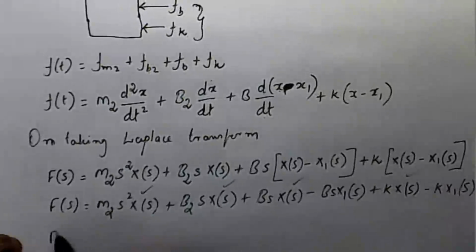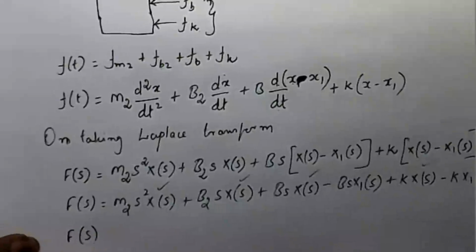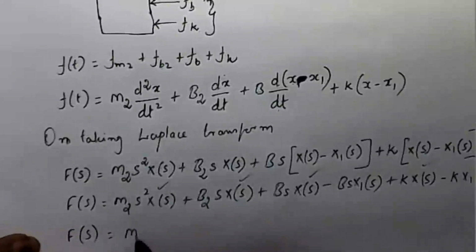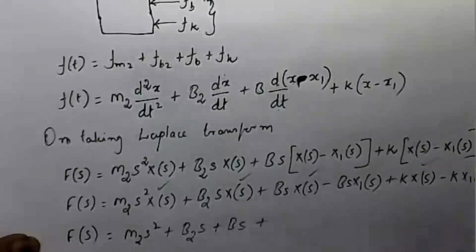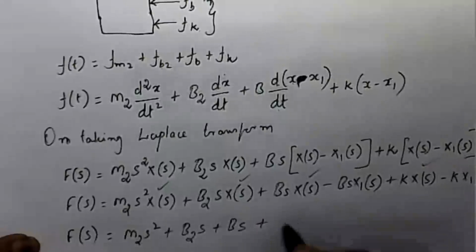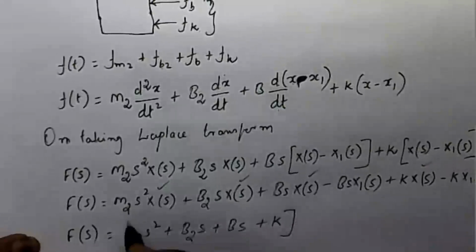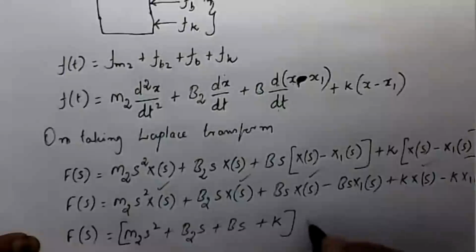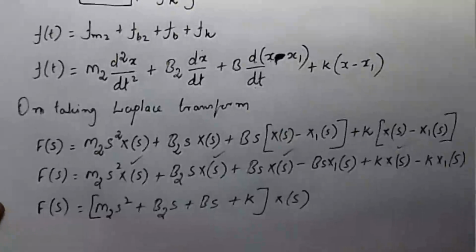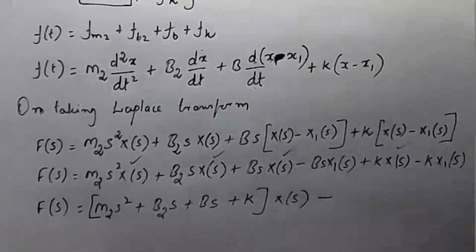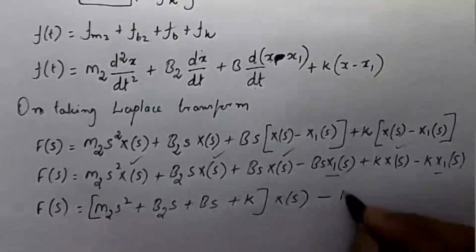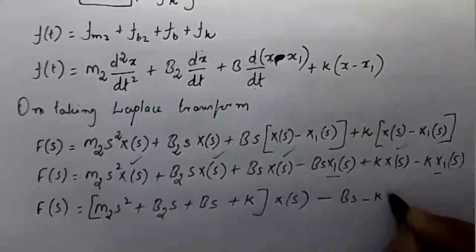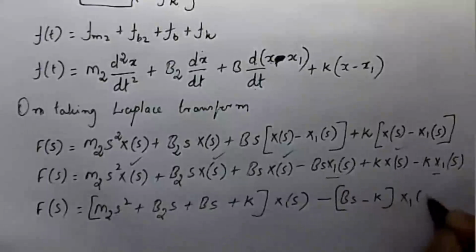First of all, I am going to write the X(s) terms and take X(s) common: (m2 s squared plus b2 s plus b s plus k) into X(s), minus, then write the X1(s) terms. These two are X1(s) terms: (b s plus k) into X1(s).